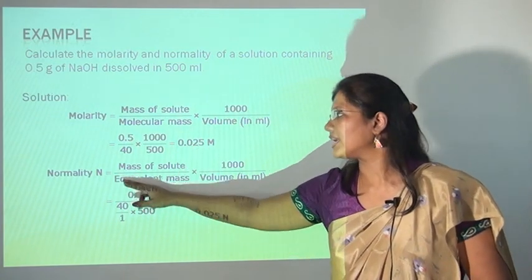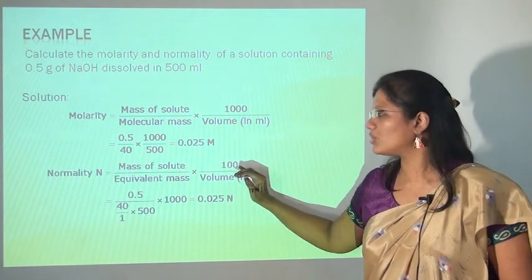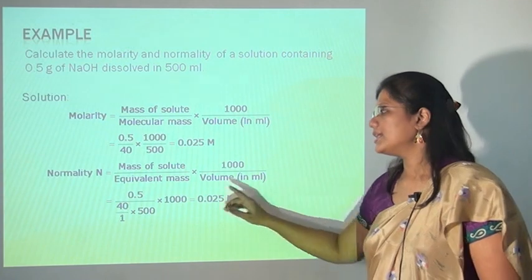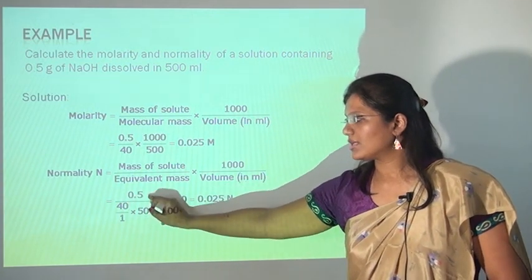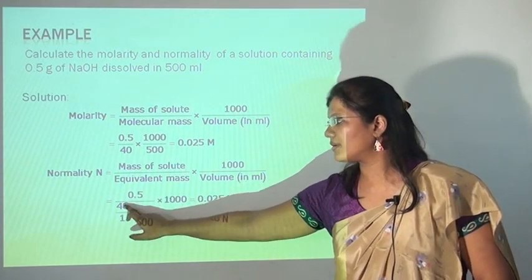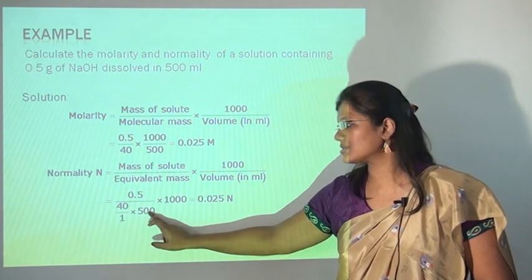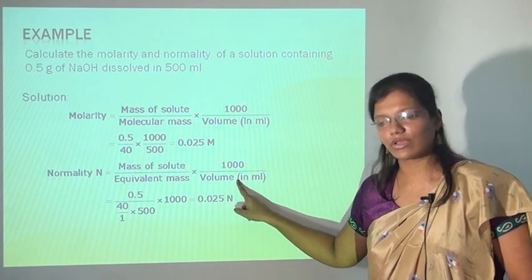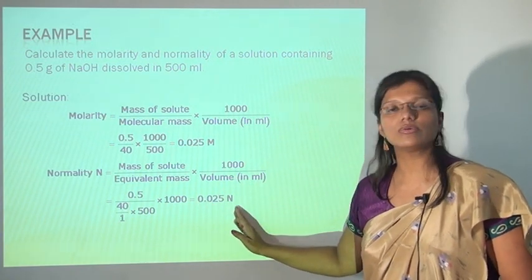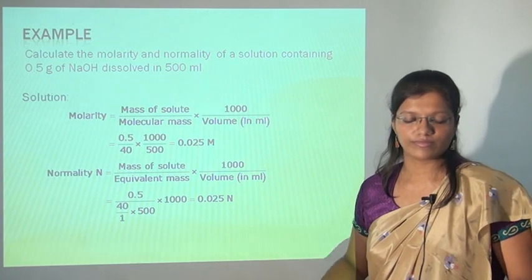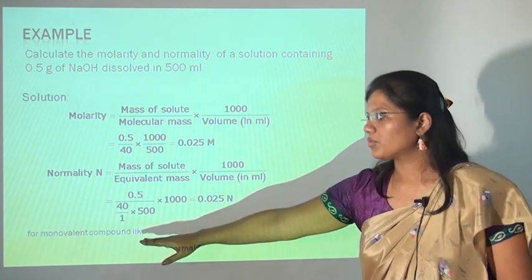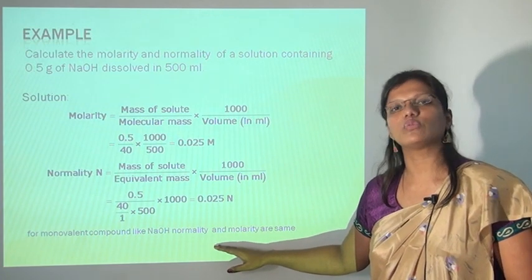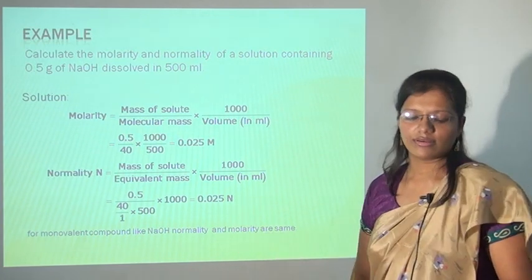Second is normality. Capital N is equal to mass of solute into 1000 divided by equivalent mass into volume in ml. So here you are putting these values: 0.5, mass of solute, divided by 40 by 1, that is your equivalent mass, into 500, into 1000. As the volume of your solution is 500 ml, you get the value 0.025 normal. For monovalent compounds like NaOH, the values of normality and molarity are the same.